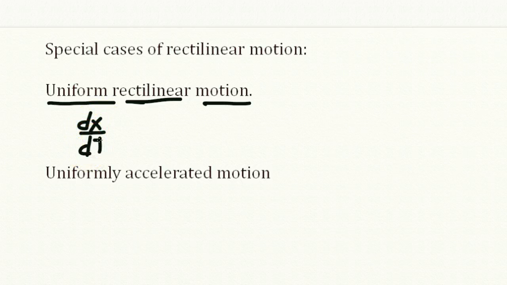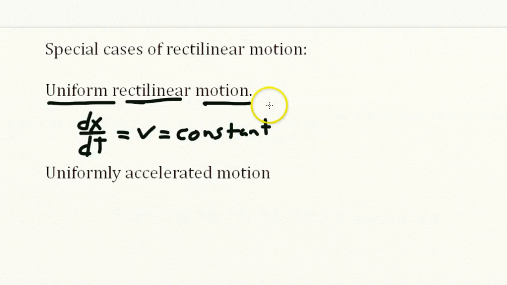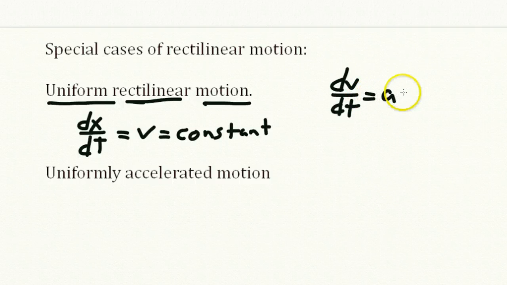dx/dt, remember that's velocity, and that's going to be a constant value. Now, if that's constant, that implies something else. What does that imply? It implies that the acceleration, which is dv/dt, what's the time derivative of a constant? The acceleration is going to be 0.